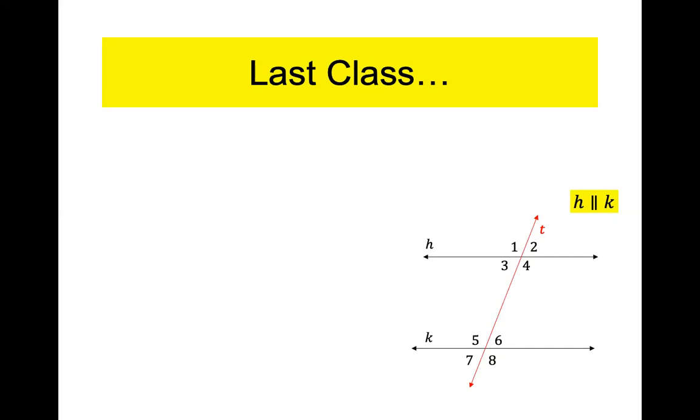Name them. 3 and 5. Keep talking. 3 and what? 5. What did she say? Name it. Say it again. Alternate interior. 3 and 6. You're alternating top to bottom, left to right. So 3 and 6 and 4 and 5. What do we know about 3 and 6 and 4 and 5? If it's this construction, are they the same or different? The same. They're the same.